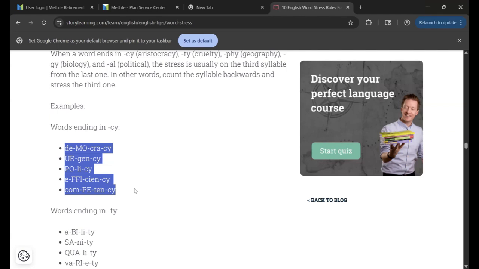Democracy. Democracy. That's good. Next one. Urgency. So you raise your voice on urgency. Okay, next. Policy. Next. Efficiency. Next. Competency.